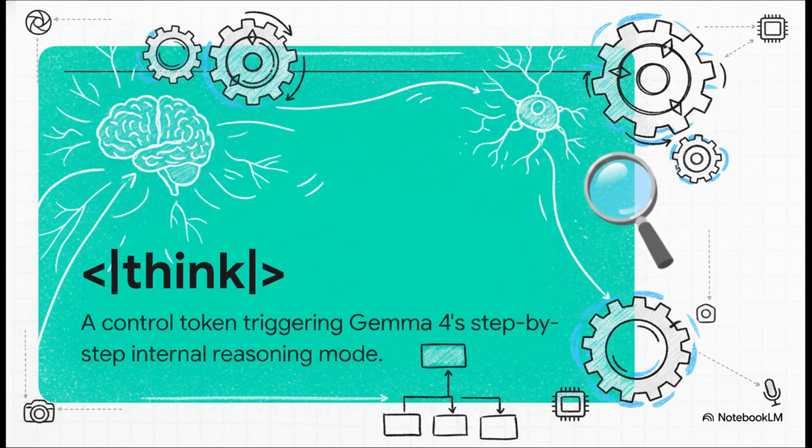Finally, Section 5, Mastering Thinking Mode. Now, Gemma 4 models are designed as highly capable reasoners, but you've got to know how to drive them. To vastly improve the model's accuracy, you need to use a specific control token, the think token, which is wrapped in angle brackets and pipes. By placing this token at the very start of your system prompt, and remember, Gemma 4 relies on standard system, assistant, and user roles, you manually trigger the model's step-by-step internal reasoning mode.